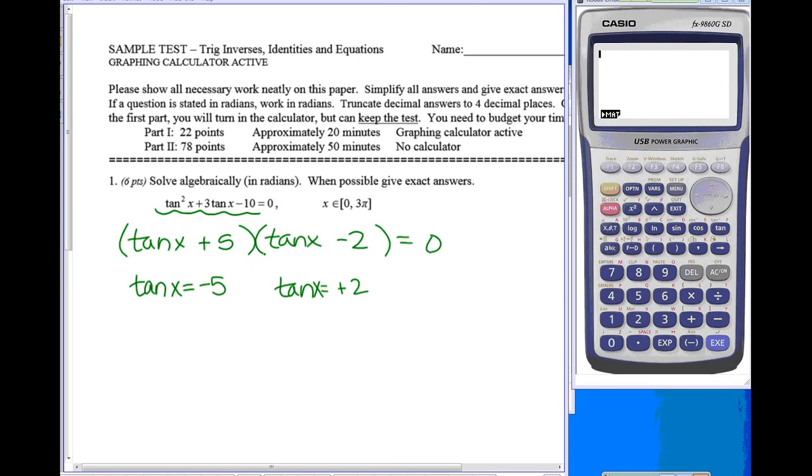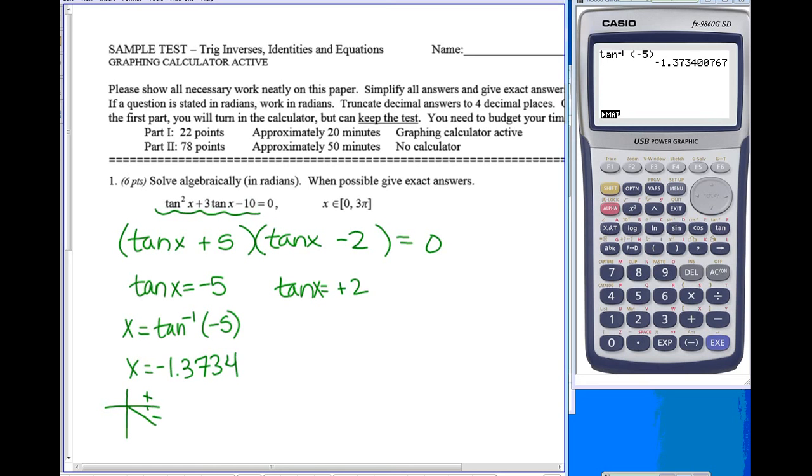What I'm looking for is x, which would be the inverse tangent of negative 5. My calculator needs to be in radian mode, which I know mine is. If not, you need to check yours. I'm going to do second tangent for the inverse tangent of negative 5. The answer is negative 1.3734. Inverse tangent, if it's positive, is in the first quadrant. If it's negative, it's down here in the fourth quadrant. So this is the angle that it's giving me right here.